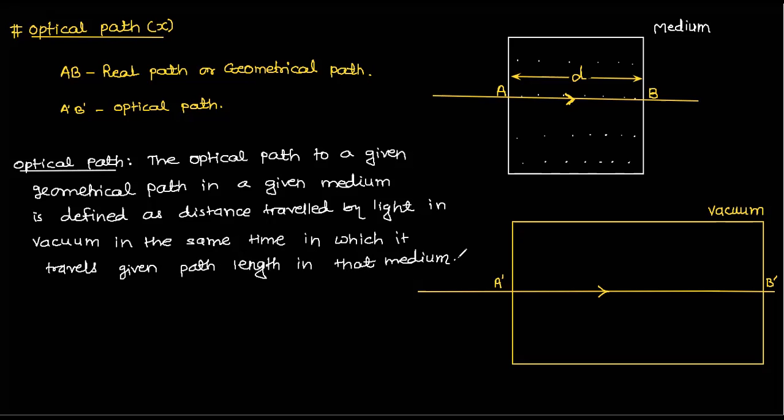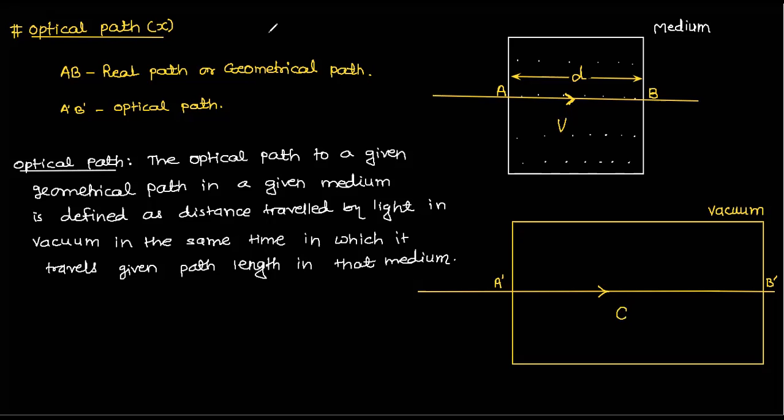Okay, so AB and A'B' are definitely not equal. Keep it in mind, these two are not equal at all. Why? Because the velocity of light in this medium is v, and in this one the velocity of light is what? c.